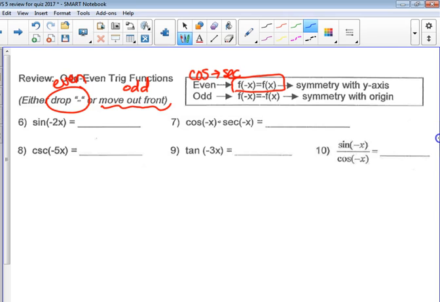All right, so quickly, what would we do on number 6? It's odd, so we do what? So it's negative sine of 2x, and that's all you have to do. Number 7, taking each piece individually. Cosine is even, so what happens? I drop it and it just becomes cosine of x. Secant, right, is also even, so we drop it. Yeah, and we end up with cosine times 1 over cosine, which is 1.